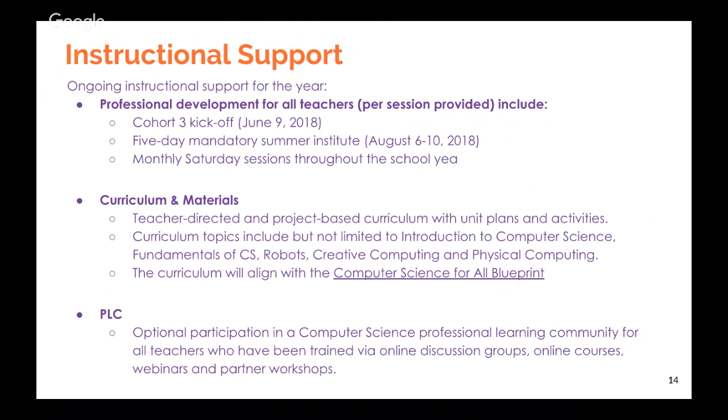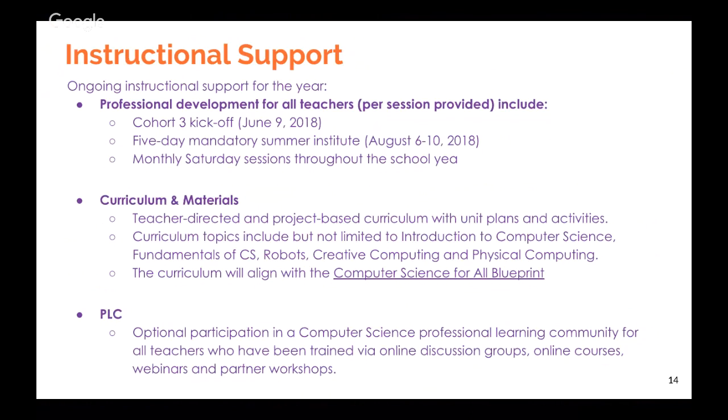So we have a kickoff date this year of June 9th, 2018, and this is an opportunity to get to know one another and really start to spell out the expectations for your school's participation in SEPjr. Then over the summer, from August 6th to the 10th, we have a 5-day mandatory summer institute.